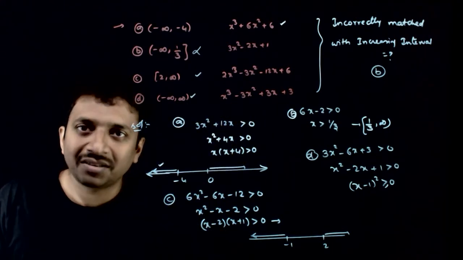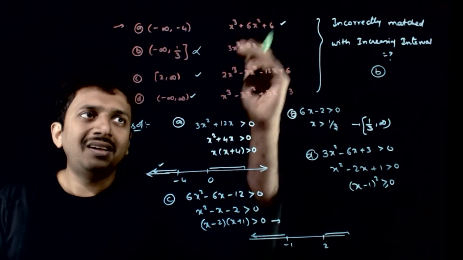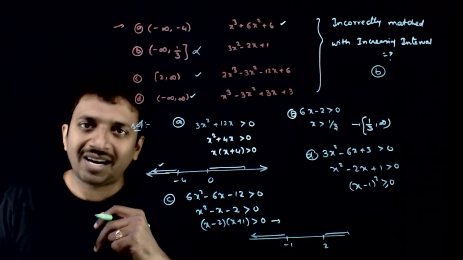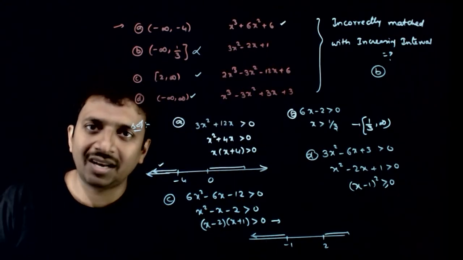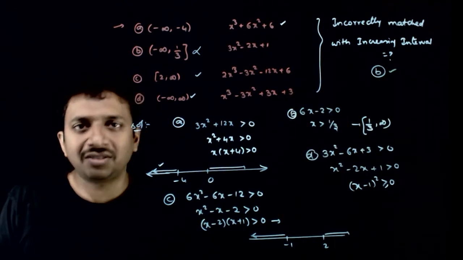This is always increasing. So all the 3, A, C, D, are rightly matched, but option B is incorrectly matched. So option B is the right answer to this question.